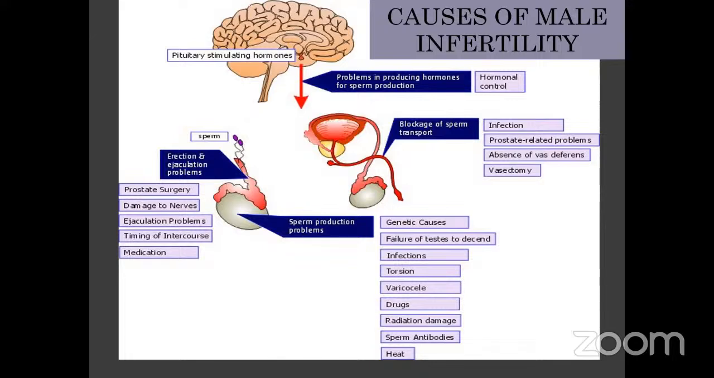At the level of the sperm transport, it can be due to infections, vasectomy, or a congenital absence of the vas. At the level of the ejaculation, it could be a problem with the erectile dysfunction, prostate surgery, nerve related problems, and due to some medications that they may be taking, specifically steroids, testosterone. Medications for chronic illnesses like diabetes and hypertension may also cause some degree of erectile dysfunction. Next.